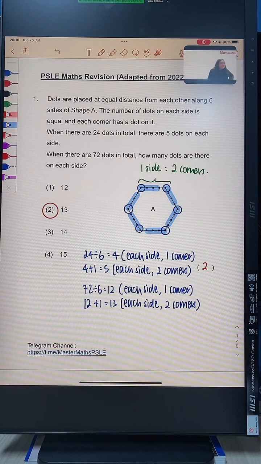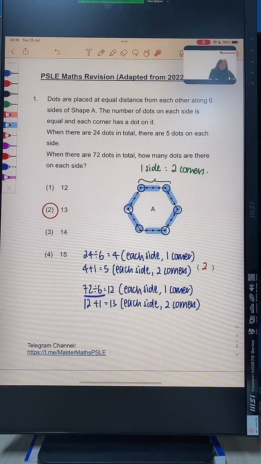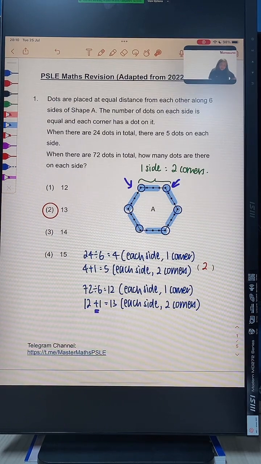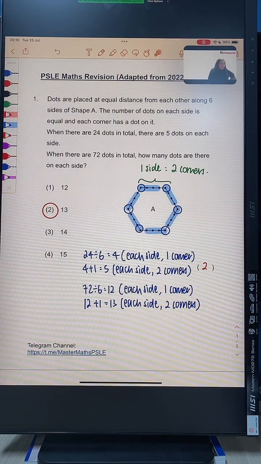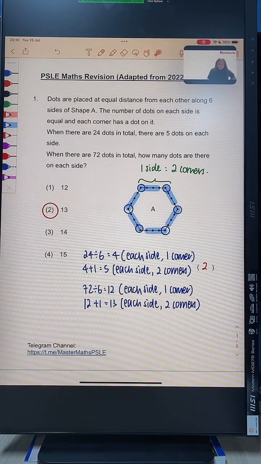So in the same way, we can take 72 divided by 6 to give us each side with only 1 corner. But since a line has 2 ends, 2 corners, we have to add another 1 so that we can get the second corner. Alright? Are we all clear of what's going on now?